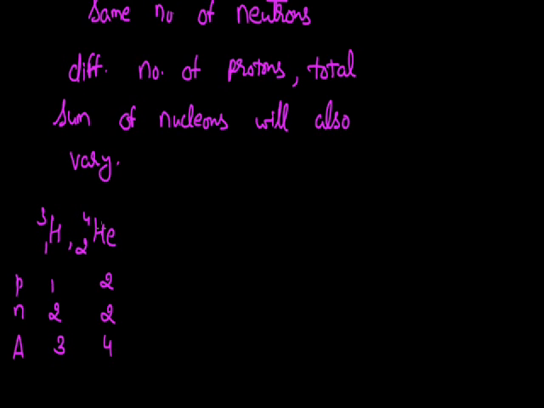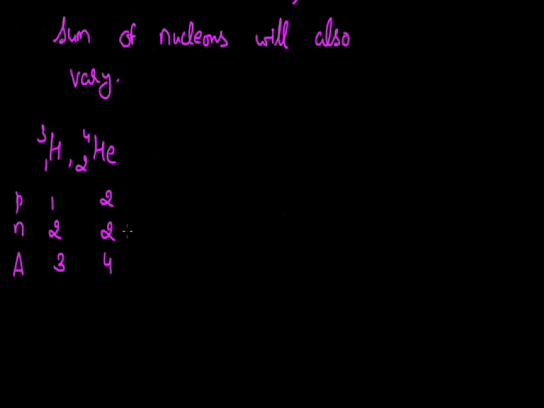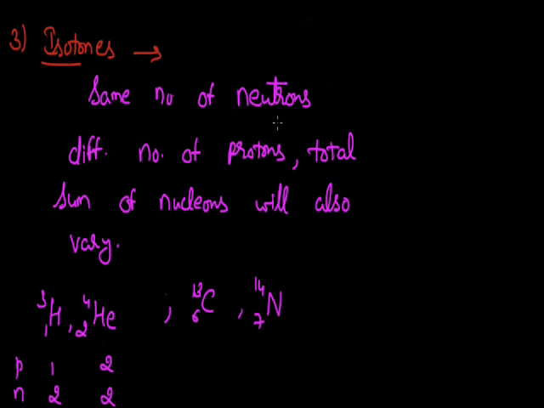Now if I compare the nuclei of these two elements, they have the same number of neutrons, but due to the different number of protons, the total sum of nucleons also varies. So these can be taken as an example of isotonic nuclei. Another example of isotonic nuclei can be taken as carbon-13, that is one isotope of carbon, with nitrogen-14. If you find the number of protons, neutrons and the mass number for these two, you will find that these also satisfy the definition of isotonic nuclei.